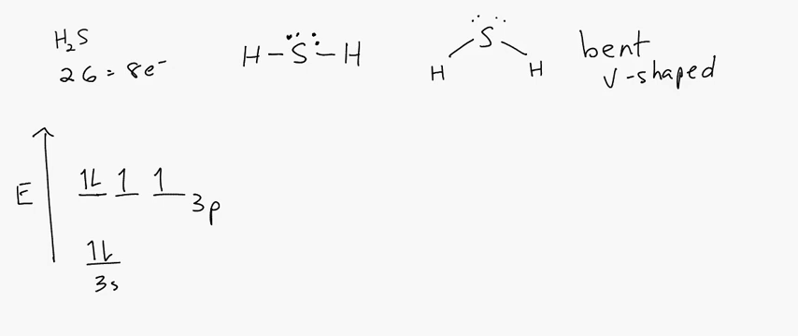Now before we get to what I just inserted here, if you look at our diagram up here, there are 4 regions of electric charge around the sulfur. There's 2 bonding regions and 2 lone pairs. So that's 4 regions of electric charge. That corresponds with sp3 hybridization.